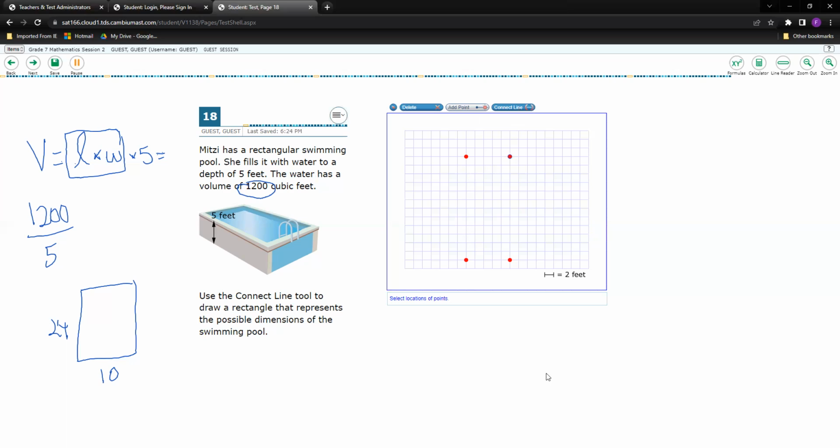So there you have it. I think that's a trapezoid. Maybe I should connect the lines to be sure. Yep. I don't know what's happening, but it's still a rectangle.